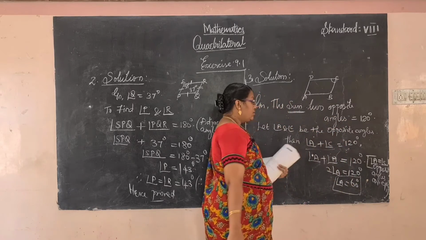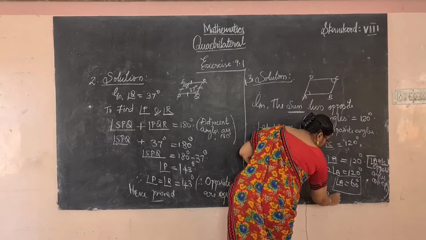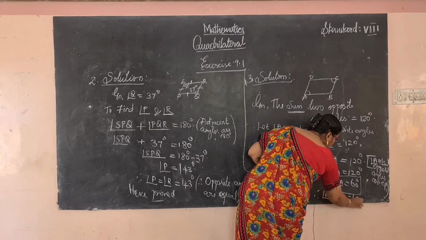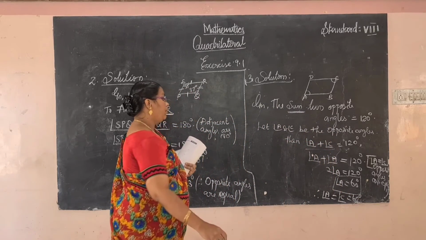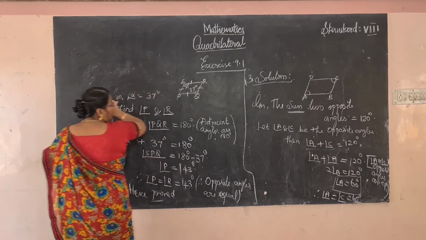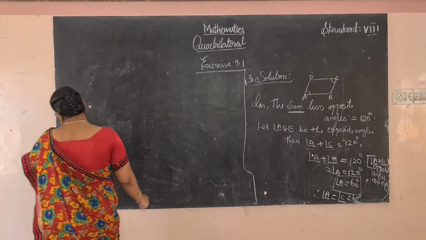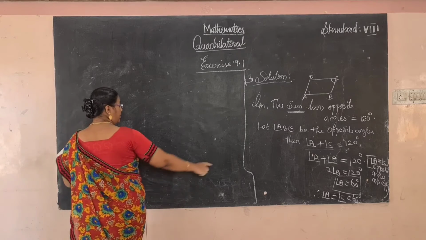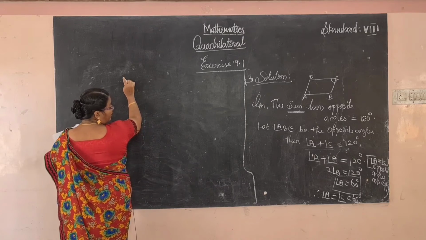Okay, so angle A is equal to 60. Therefore angle A is equal to angle C, which is also 60 degrees. Why? Opposite angles are equal. Next we have to find the other angles. Find all the angles of the parallelogram. Okay, we have found two angles.